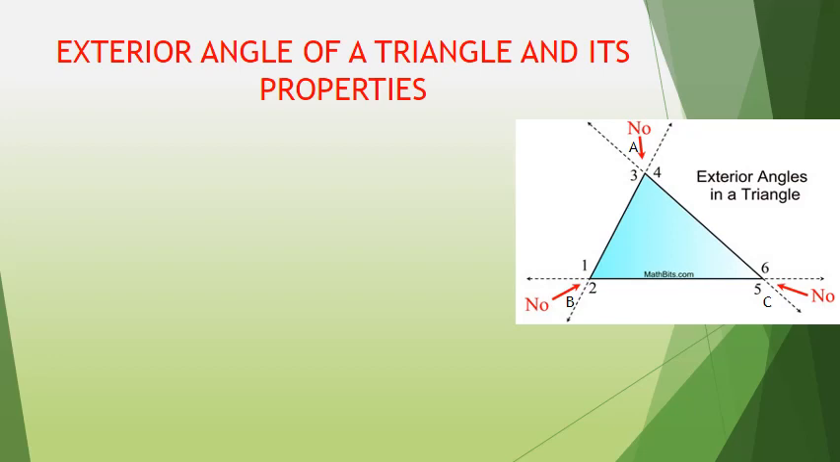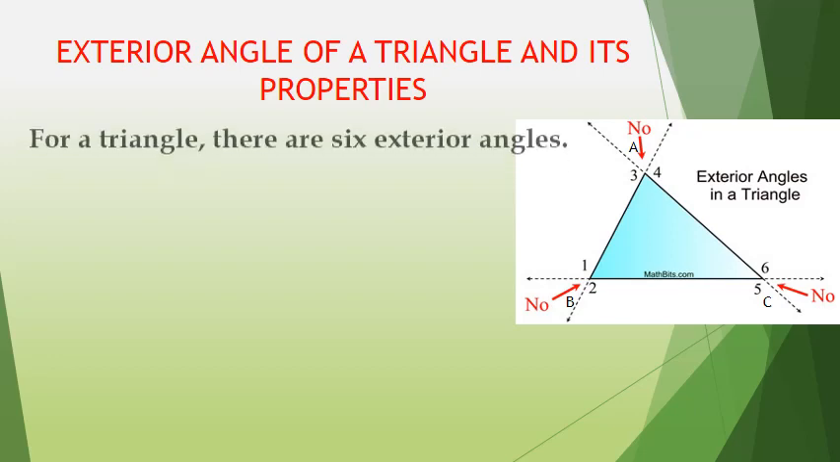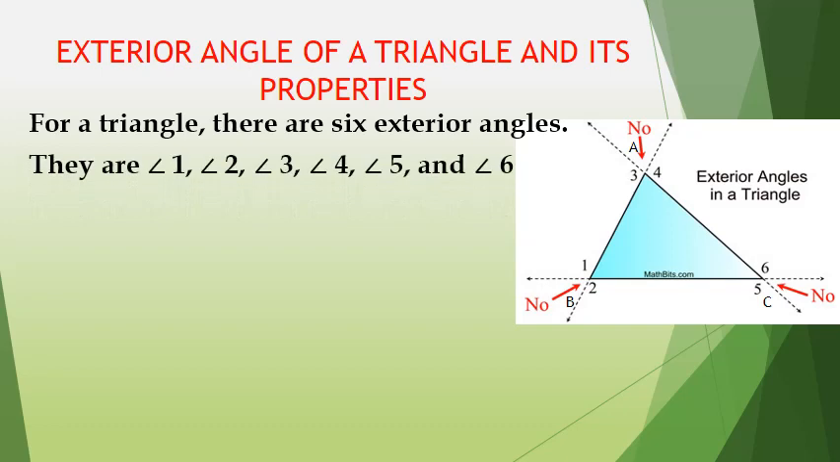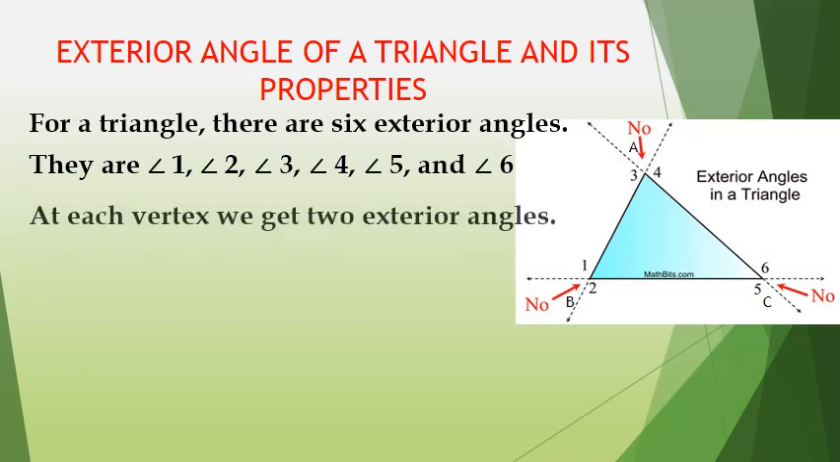So how many exterior angles are there in this triangle? In a triangle there are 6 exterior angles. Look at the 6 exterior angles. They are marked as angle 1, angle 2, angle 3, angle 4, angle 5 and angle 6. They are the 6 exterior angles of triangle ABC.